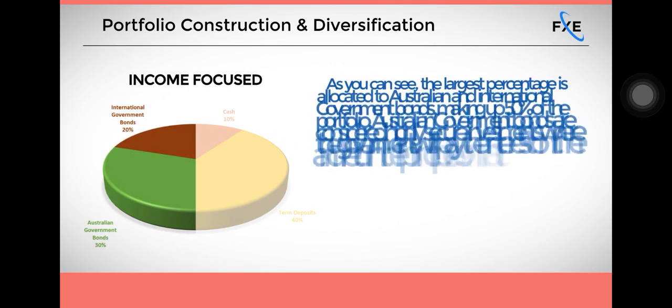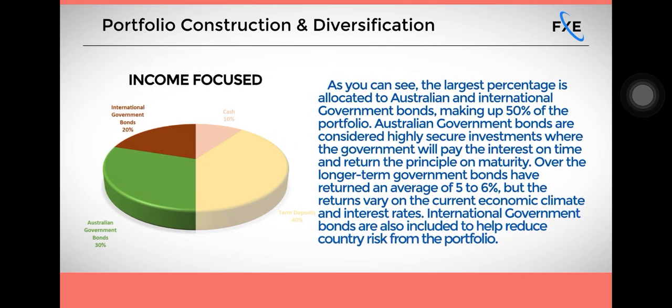As you can see, the largest percentage is allocated to the Australian and international government bonds, making up 50% of the portfolio. Australian government bonds are considered highly secure investments, where the government will pay the interest on time and return the principal on maturity. Over the longer term, government bonds have returned an average of 5 to 6%, but the returns vary on the current economic climate and interest rates. International government bonds are also included to help reduce country risk from the portfolio.